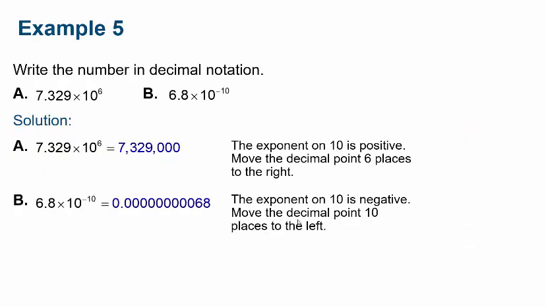Let's write each of the following in decimal notation, so not scientific notation. So 7.329 times 10 to the 6. I'm going to move this decimal place, I'll even show you over here, 1, 2, 3, 4, 5, 6. And then all those empty spaces I fill in with zeros. Here, 6.8 times 10 to the negative 10. If my decimal place was here, I go 1, 2, 3, 4, 5, 6, 7, 8, 9, 10. And then I fill in those spaces with zeros.